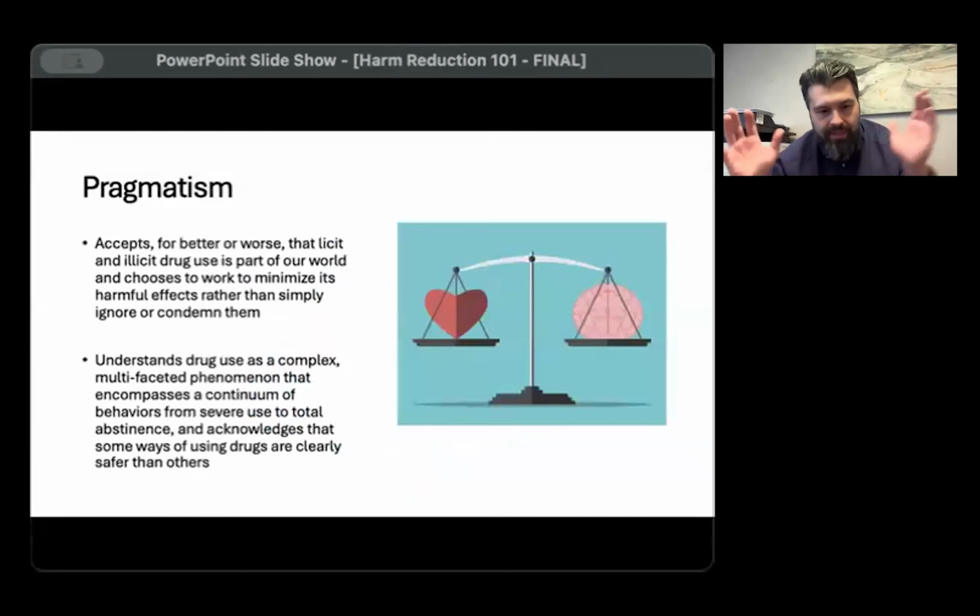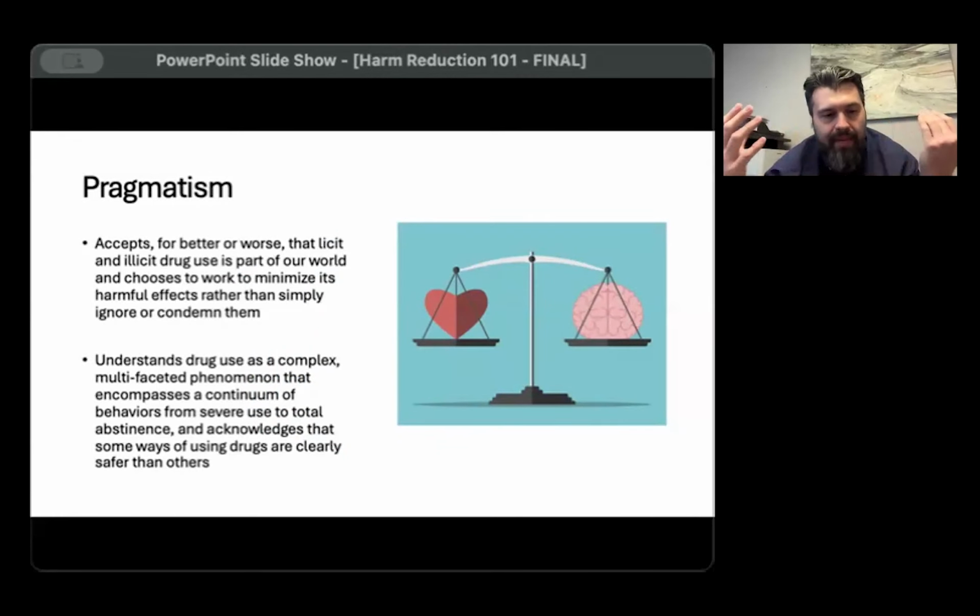So what is pragmatism? I had to look this word up too, actually. In simple terms, pragmatism is a way of thinking that focuses on practical results and solutions rather than abstract ideas or ideals, really emphasizing what works in the real world. And I think that really sums up harm reduction in a nutshell.